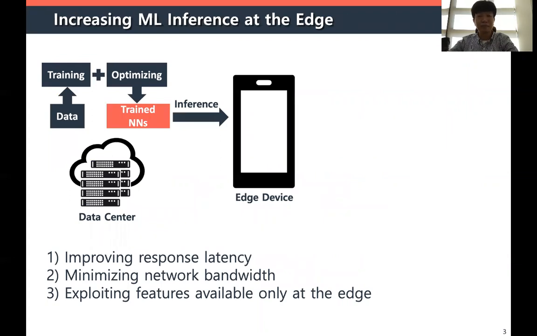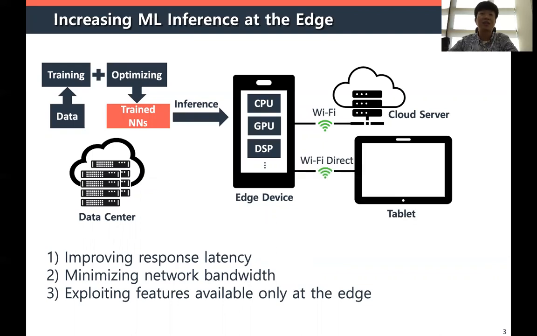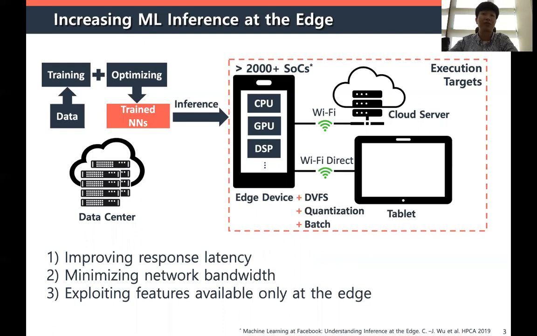available at the edge. For edge inference, we can exploit various on-device processors such as CPU, GPU, DSP, and NPU. Additionally, via wireless networks, we can also exploit connected systems such as cloud servers or another locally connected edge device like a tablet. These execution targets are getting even more diverse, as a recent work from Facebook showed that there are more than 2,000 types of mobile SoCs. The execution targets can also be augmented with DVFS, quantization, and batch execution.